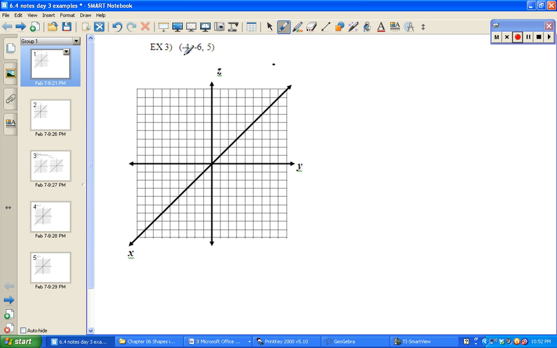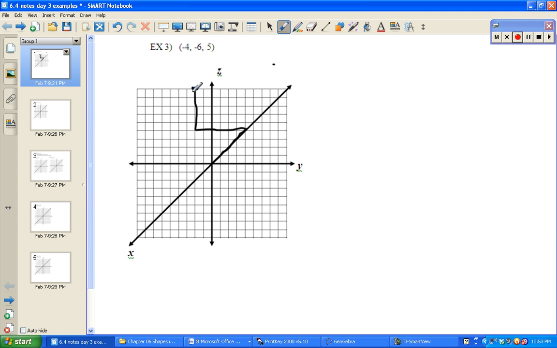So negative 4 is the x direction. So that means we're going to start at 0, 0, and we're going to go negative 4 diagonally, 1, 2, 3, 4. And then negative 6 is the y direction, which is side to side. So from where we ended up with the x, we go back 6. 1, 2, 3, 4, 5, 6. And then we go up 5. That's the z direction. So this is our point that we graphed.